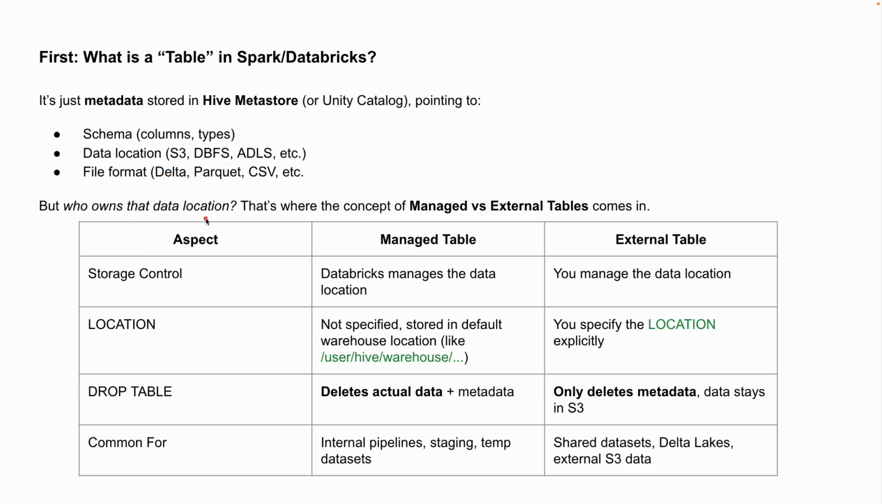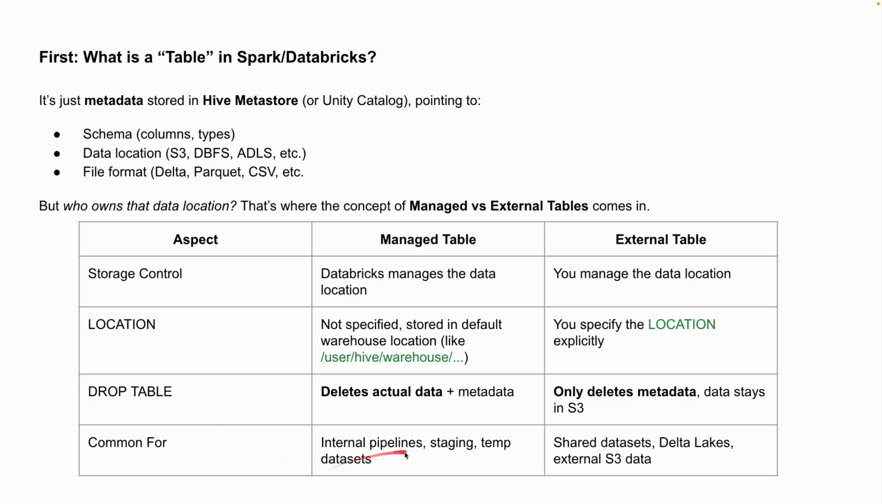So who owns, and this is just a table representation of what we just discussed. In a managed table, Databricks manages the data location. In an external table, you are managing the data location. So in a managed table, your location is not specified, it is stored in the default warehouse location in your Databricks, and in an external table you are specifying the location. When you do drop table on a managed table, it deletes actual data plus metadata. But with an external table, after dropping, you delete only metadata and the data stays in S3.